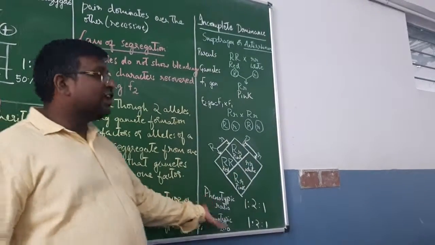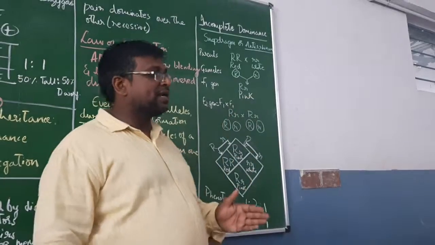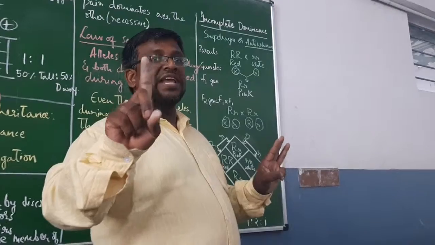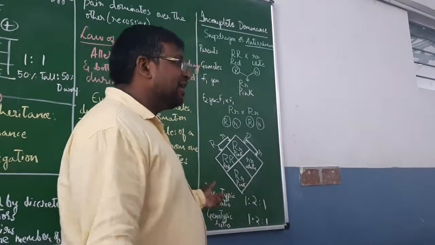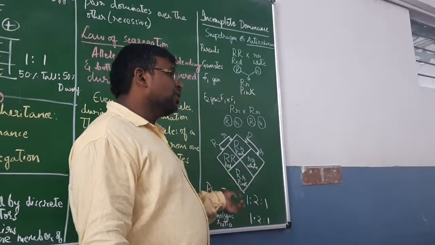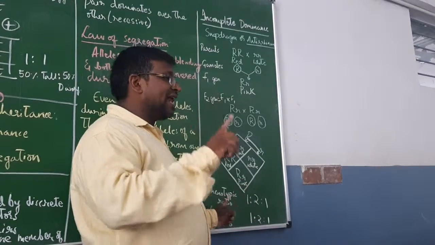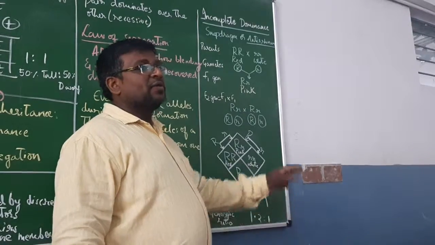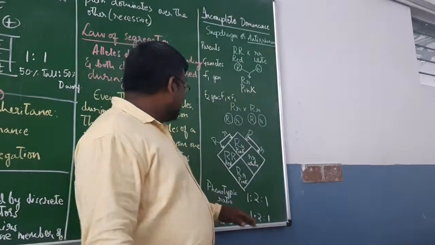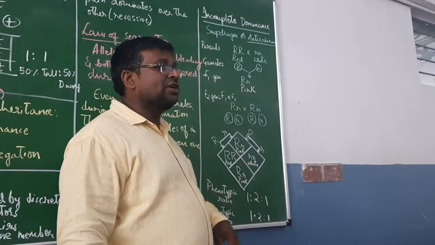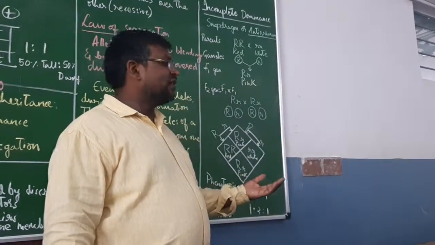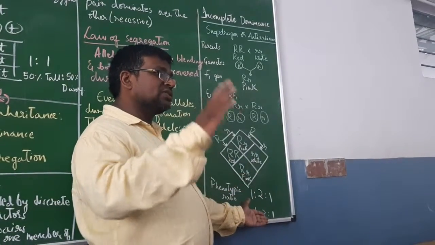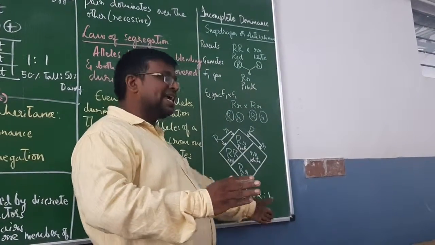So in the phenotypic ratio of a Mendelian monohybrid cross, what is the phenotypic ratio? 3:1. But here it is 1:2:1. That is, 1 is red based on external characters, 2 are pink, 1 is white. And this phenotypic ratio matches the genotypic ratio. In the genetic makeup it is 1:2:1, the same as the Mendelian monohybrid cross genotypic ratio.